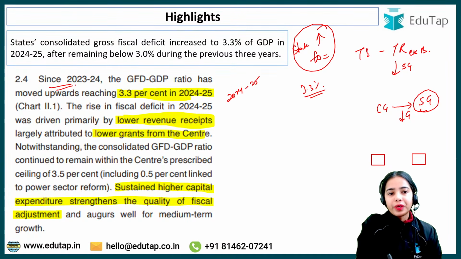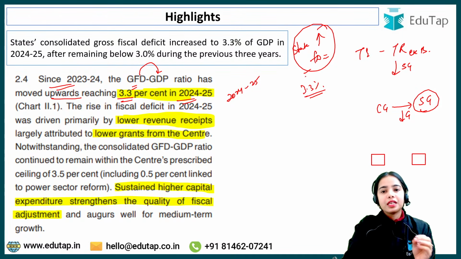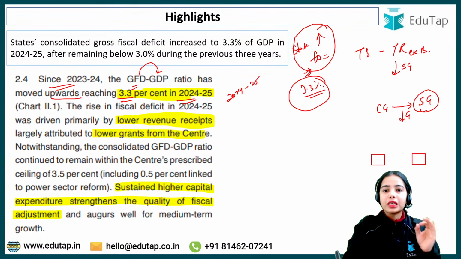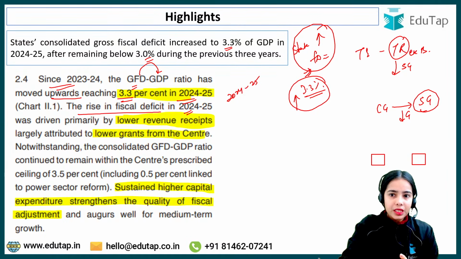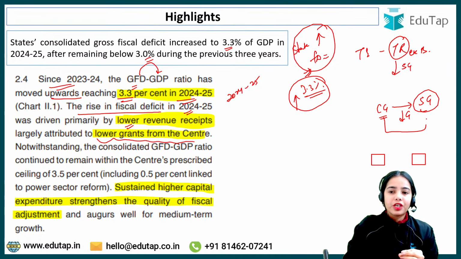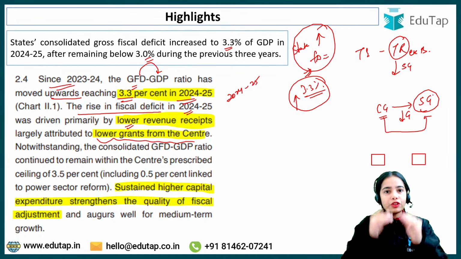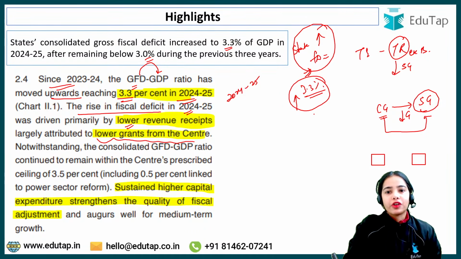Okay, so since 2023-24, the gross fiscal deficit as a percentage of GDP has moved upwards, reaching 3.3% in 2024-25. So in 2024-25, the state fiscal deficit has increased to 3.3%. This increase in fiscal deficit from 3% to 3.3% is mainly because of the lower receipts, because of the lower grants that were given by the central government to the state government. So state governments received lower grants, due to which the receipts of the state governments decreased and the fiscal deficit of the state governments increased.